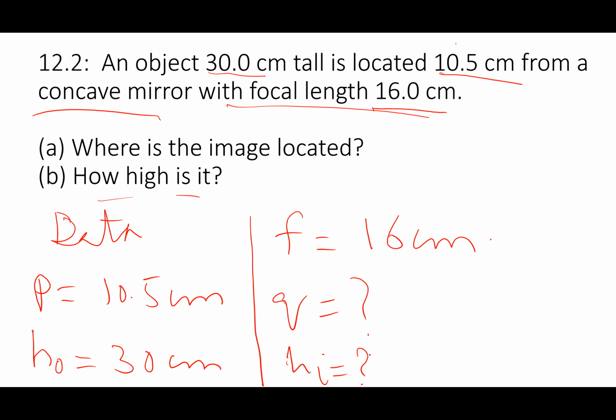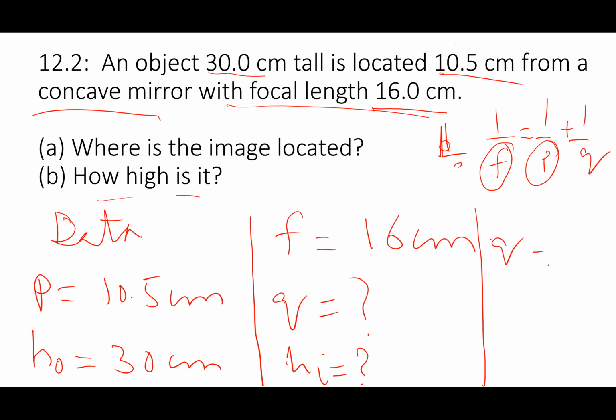Question mark. So I will write the equation, solve it. 1 by F is equal to 1 by P plus 1 by Q. This is given, this is also given. You can find the value of Q from this equation. You will get the value of Q.